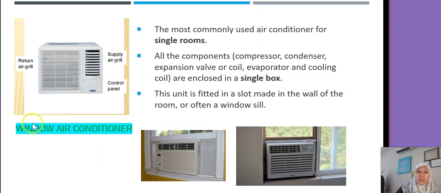Okay, let's go one by one. This is the window air conditioning unit. Usually it's located at the window, so that the front part is the evaporator, and the back is the condenser. Usually it's a single box, so you have to position the condenser outside. It's for a single room. For a small room, I think it should be okay.